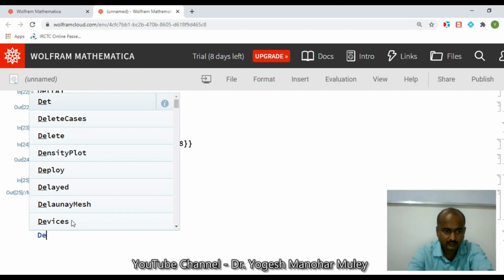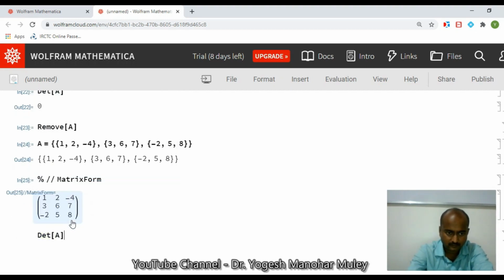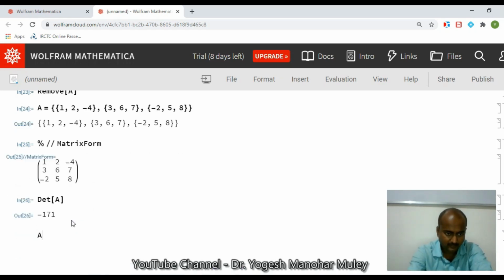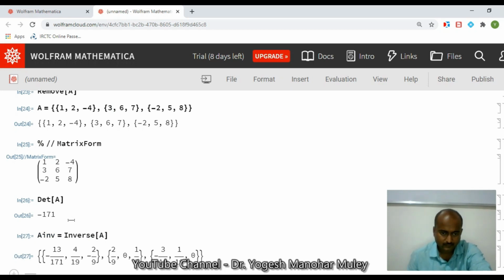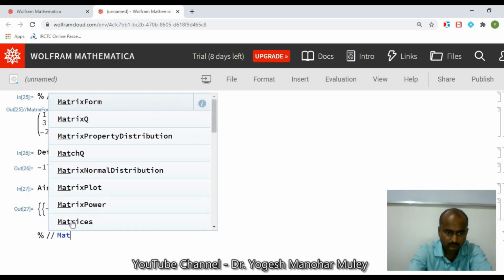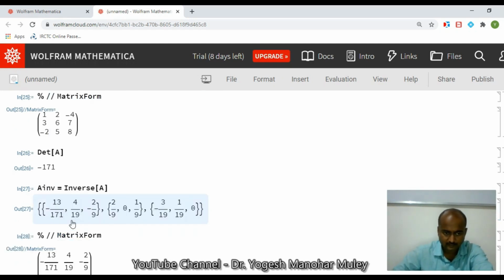Now we'll check the determinant of A, whether it is singular or non-singular. Okay, this is non-singular. Now we can find A inverse for this matrix A. So I will type here AINV is equal to inverse of capital A. Okay, enter. So this will give us the result. The matrix form for this will give A inverse.